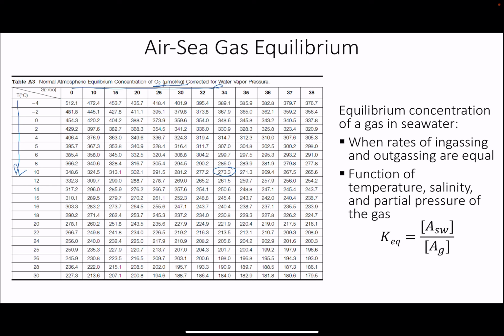So if you measure this exact number, then it means your system's at equilibrium. And that doesn't mean there's no gas exchanging, but it means the rate of ingassing to the ocean and outgassing are equal. And this equilibrium value is a function of temperature, salinity, and the partial pressure of the gas in the atmosphere.